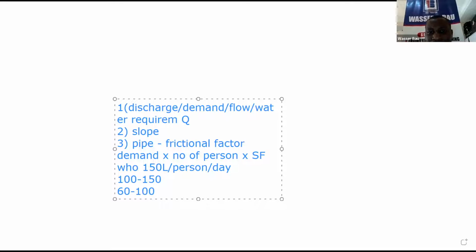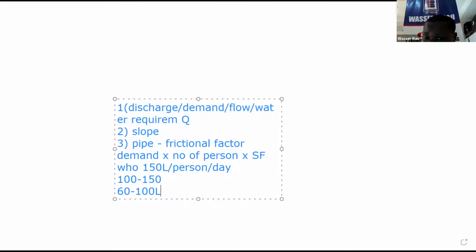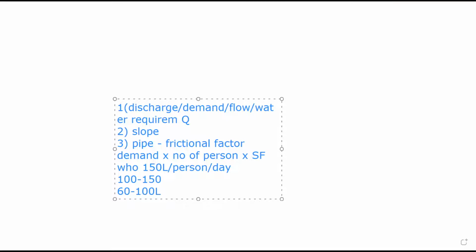Somebody raised his hand. He said, I'm not a water guy, but on shore, discharge and demand is the same. They are the same, sir. Yeah, I have a question. Trust me, sir. Sorry, go ahead. Concerning the safety factor that you are talking about, if we have done the projection of the population, do we still need to use the safety factor?